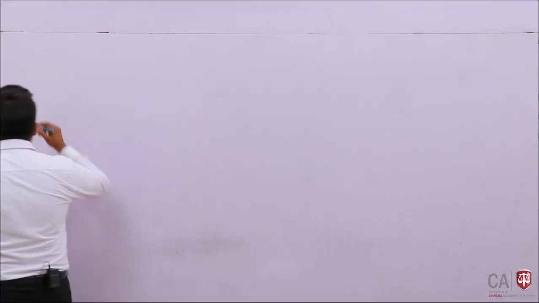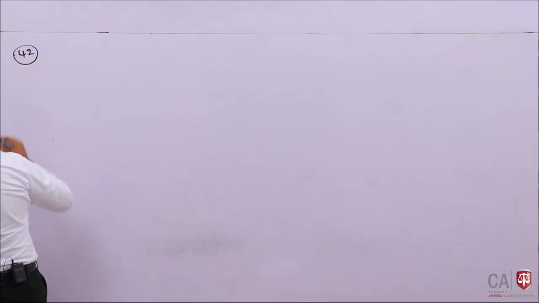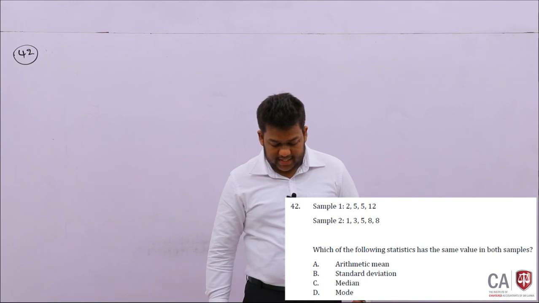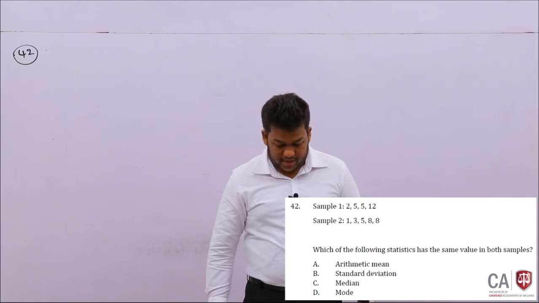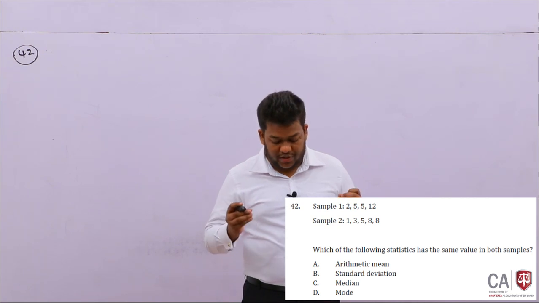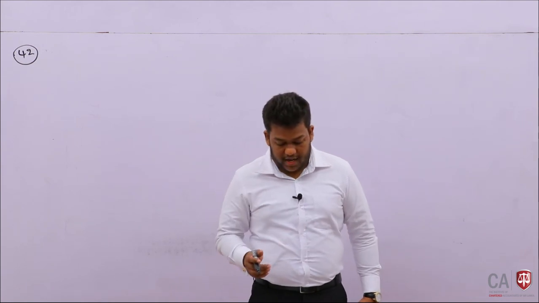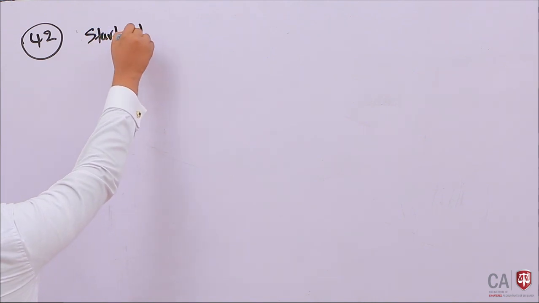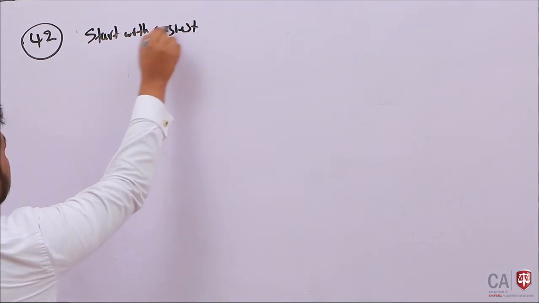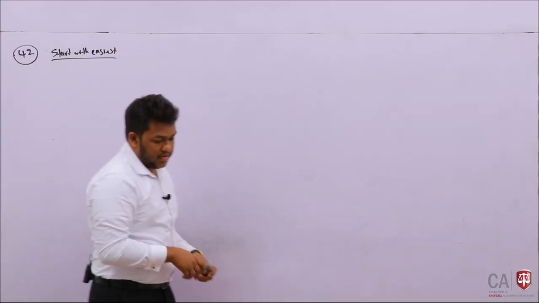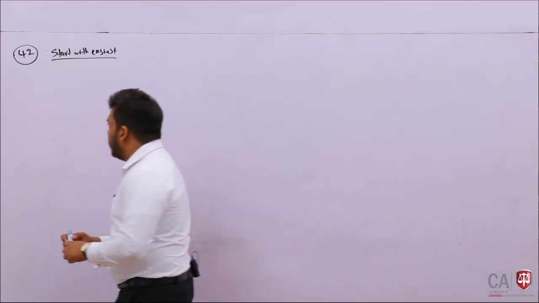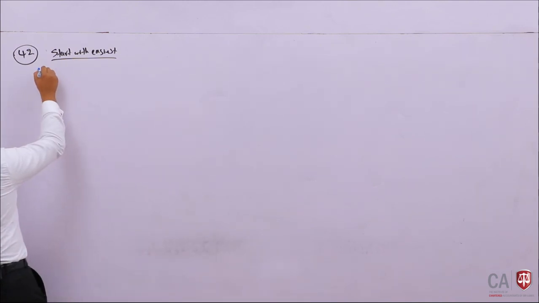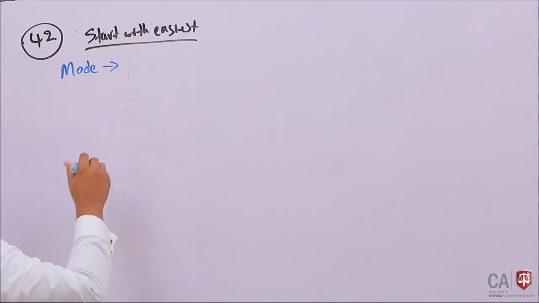So question 42. Sample 1, sample 2 given. Which of the following statistic has the same value in both samples? In a question like this, what you can do? Start with the easiest from the answers. What are the easiest to calculate? First one, mode is very easy, no? Mode means which number repeatedly happened in both.